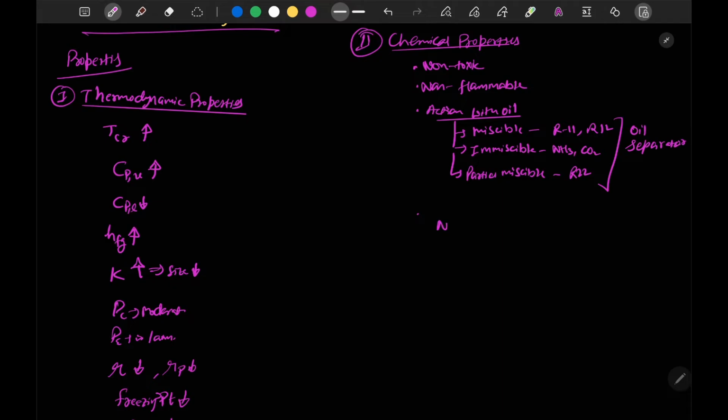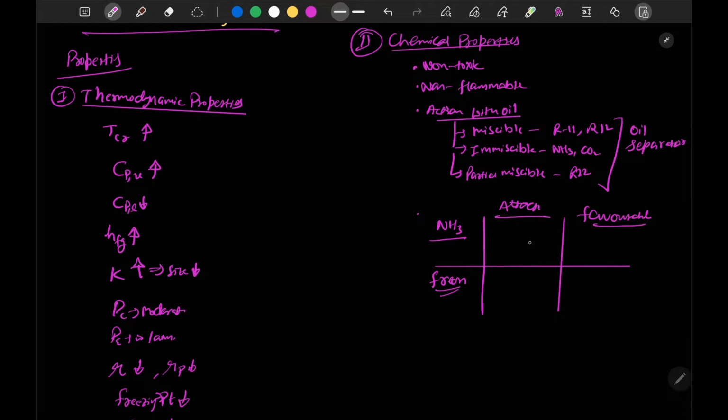Okay, now the next point, if we talk about the action with the material of construction, if we talk about NH3 and freons, we can see which material is attacked and which material is favorable. So ammonia attacks copper and is favorable with wrought iron. Okay, similarly freon is reactive to aluminum and is favorable to copper.